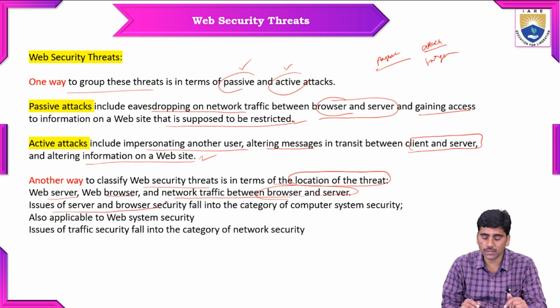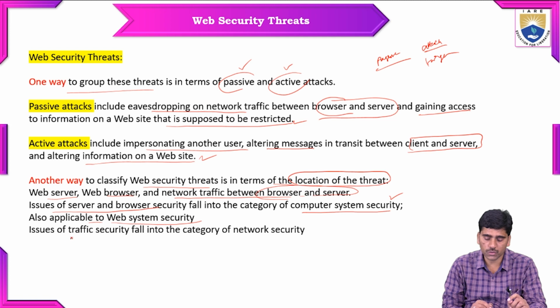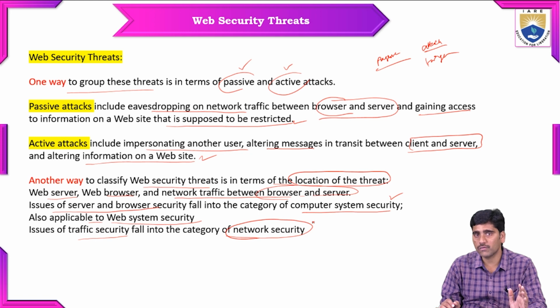Issues of server and browser security fall into the category of computer system security. Either it is computer security or system security, and it is also applicable to web security. And issues of traffic security fall into the category of network security. Issues related to the transmission, the traffic flow of the data, fall under the category of network security. Server and browsers are related to system security and also applicable to web security.